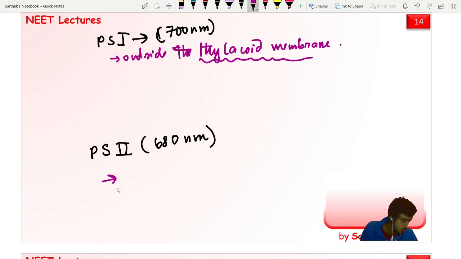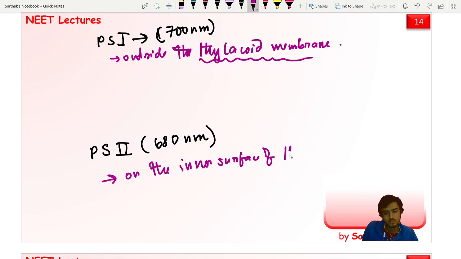and PS2 is situated on the inner surface of the thylakoid membrane. It is the first important thing here. You have to remember this point. These points are very important.